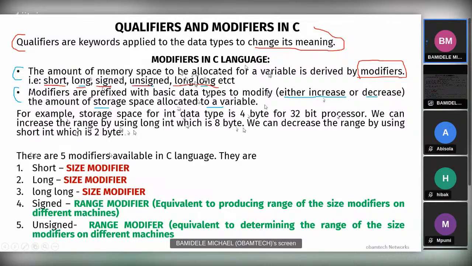Now, to make it deeper, there are 5 modifiers available in the C language. What are they? Short, long, long long, signed and unsigned. Each of them belongs to a group. Short, long, and long long are under the size modifier.